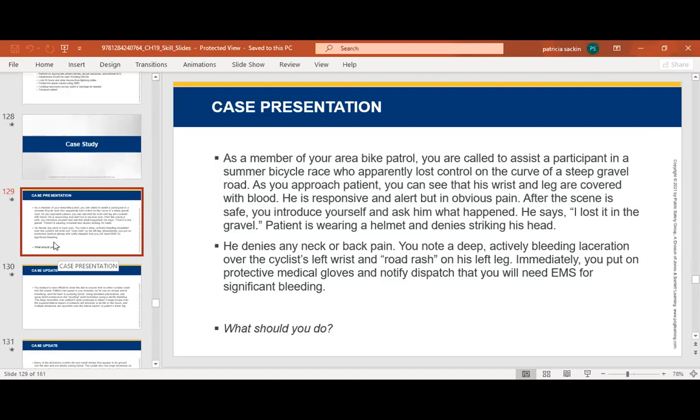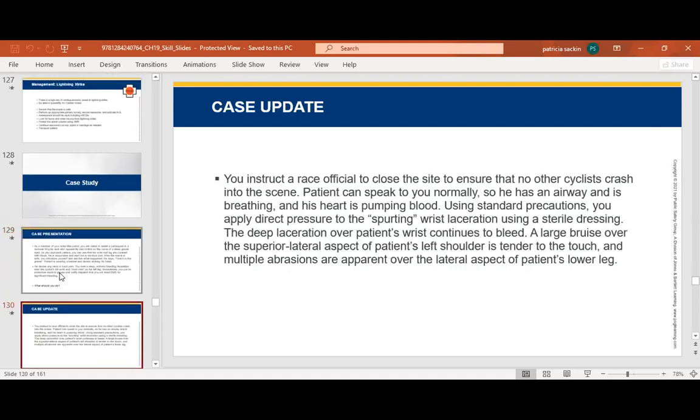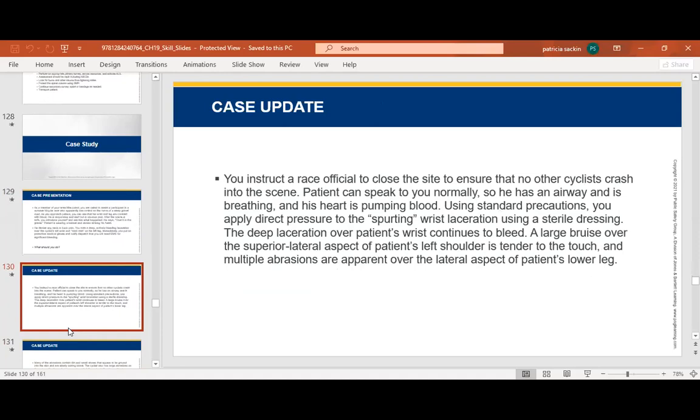Apply pressure to his wrist. Noted deep, active bleeding, laceration over the cyclist's left wrist, and road rash. Very good. So you've asked yourself what you should do. Apply pressure to his wrist. Okay. Good. So you know his airway's open because he's talking to you, right? Yep. Okay. Good. Have somebody block off the course because it's a race. Very good.